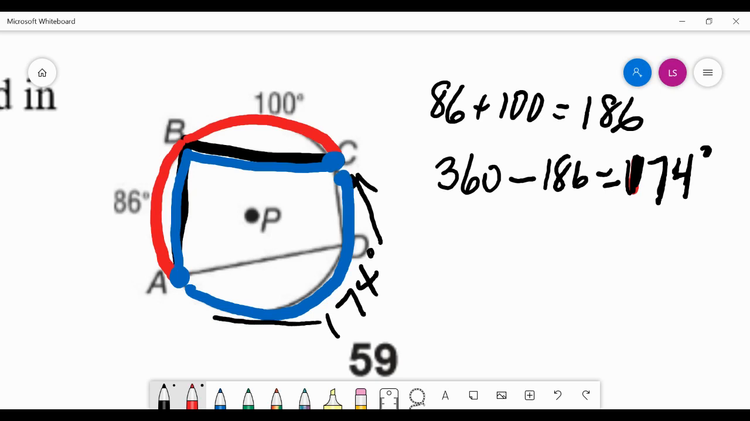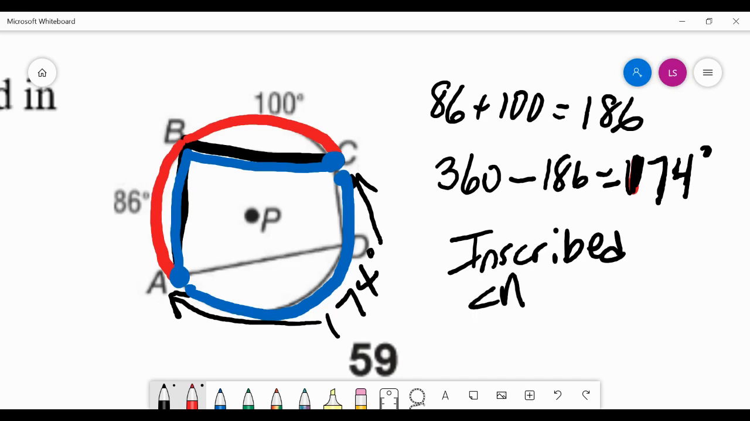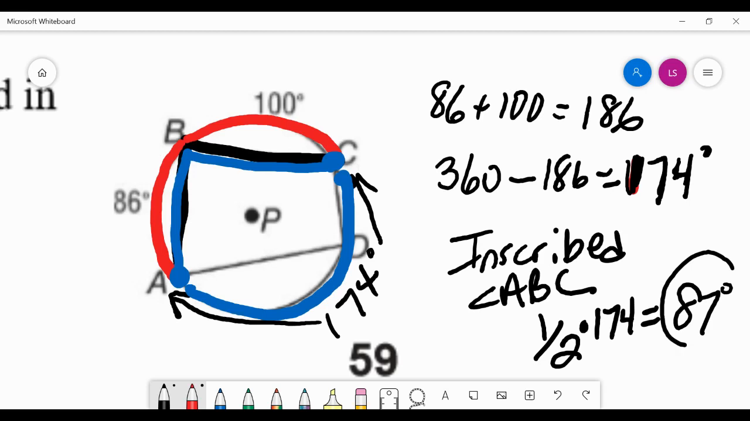So that's not the answer to the question, though. Angle ABC is inscribed. And remember, inscribed angles are always half of the arc. So half of 174 is, again, I don't know, 80 something, 87. I'm very tired. So 87 is the answer to that question.